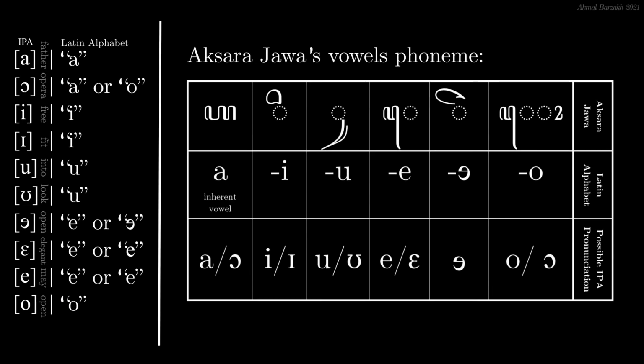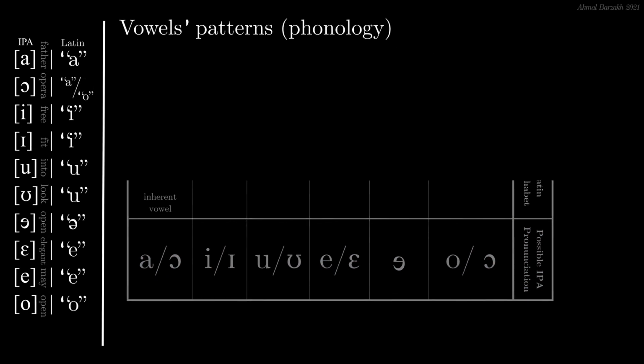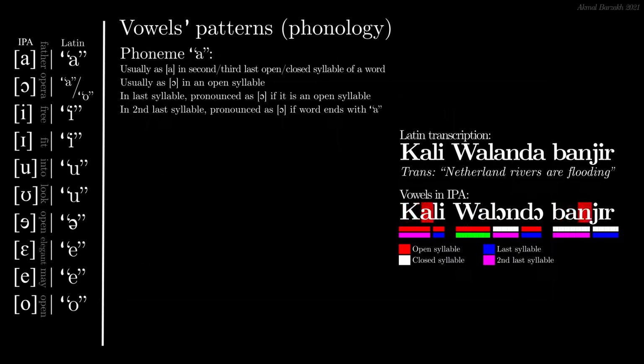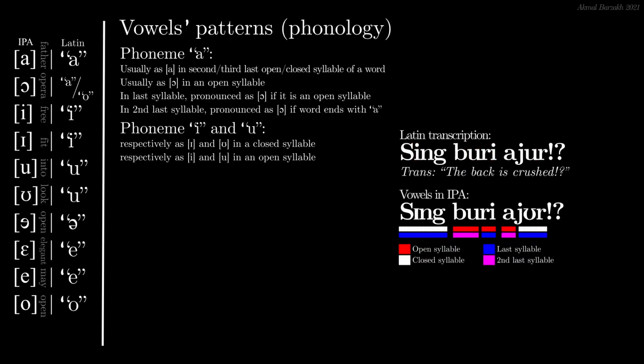The provided characters or the script phonemes themselves do not distinguish all the provided vowels, but they follow some patterns such as: the script's phoneme A is usually pronounced as A in the second or third last open or closed syllable of a word. It is usually pronounced as O in its open syllable. In the last syllable of a word it is pronounced as O if it is an open syllable. In the second last syllable of a word it is pronounced as O if the last letter of the word is the phoneme A. The script phonemes I, U are respectively pronounced as A, O in a closed syllable or pronounced as I, U in an open syllable.